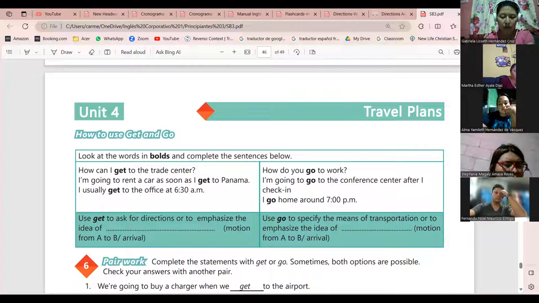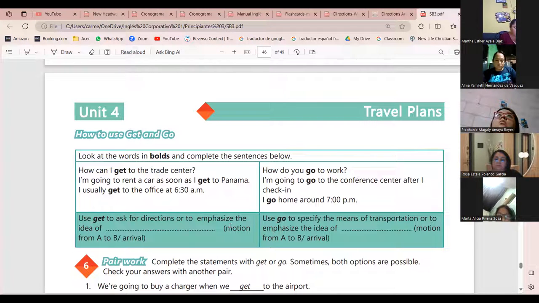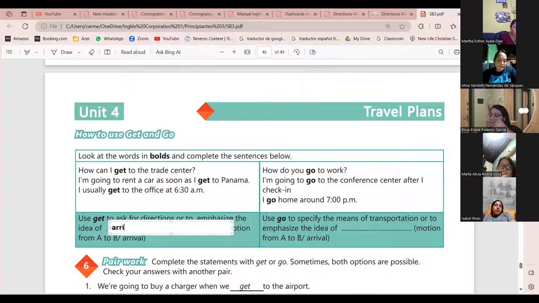A ver, completemos ahí. Miss Gabriela, please. Complete about get. Use get to ask for direction or to emphasize the idea of arrival. Okay. Arrival is llegada. See, ¿sí? Arrival. There you go.